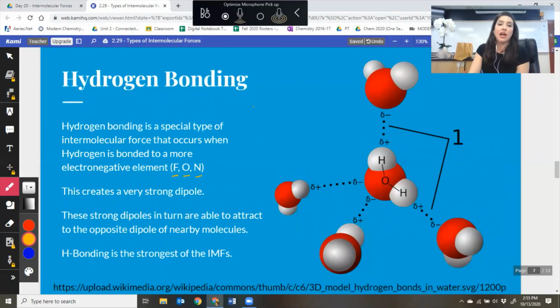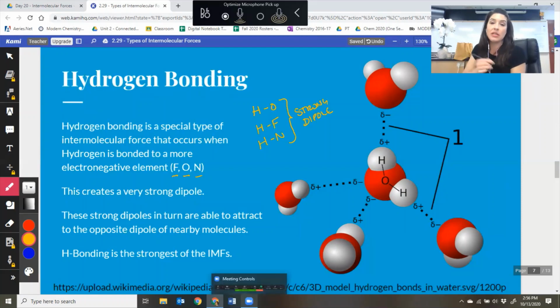So whenever you see hydrogen bonded to oxygen or hydrogen bonded to fluorine or hydrogen bonded to nitrogen, you have an extremely strong dipole that we call a hydrogen bond. So this very, very strong dipole is able to attract the opposing dipole end of nearby molecules. So H bonding tends to be the strongest of the intermolecular forces. Let's look at how this works.